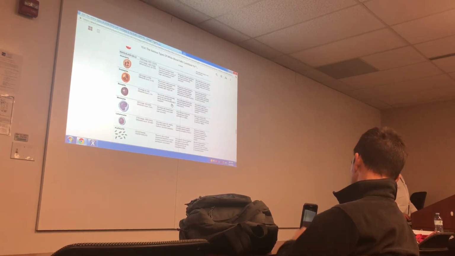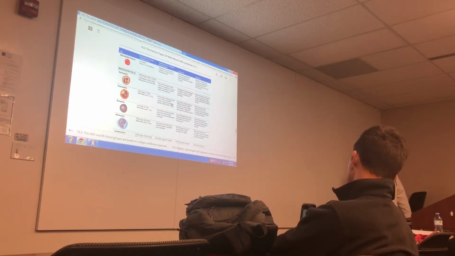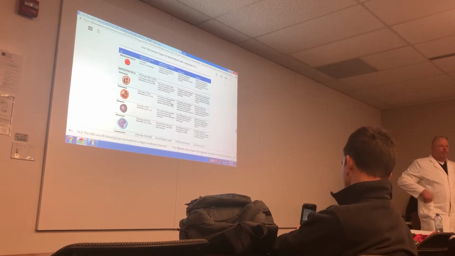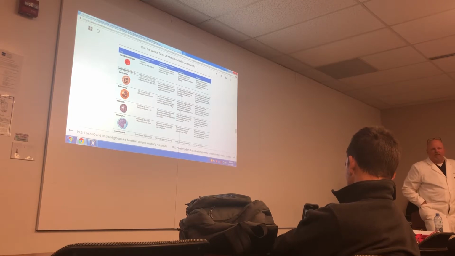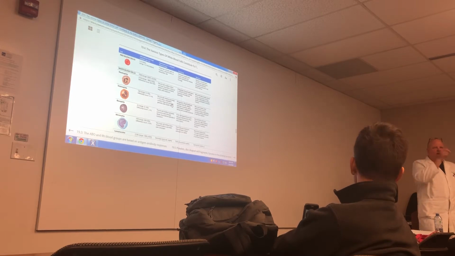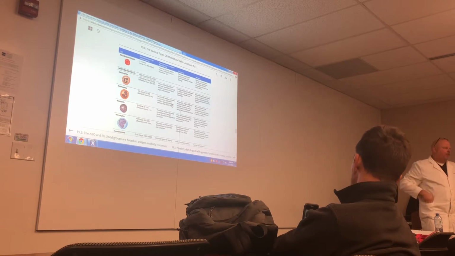Differential. What's a differential? What does a differential count in your blood tests? That's exactly right. You're counting the different white blood cells. So you actually look under the microscope and you count 100 different white blood cells and you get a percentage of each of the different white blood cells.